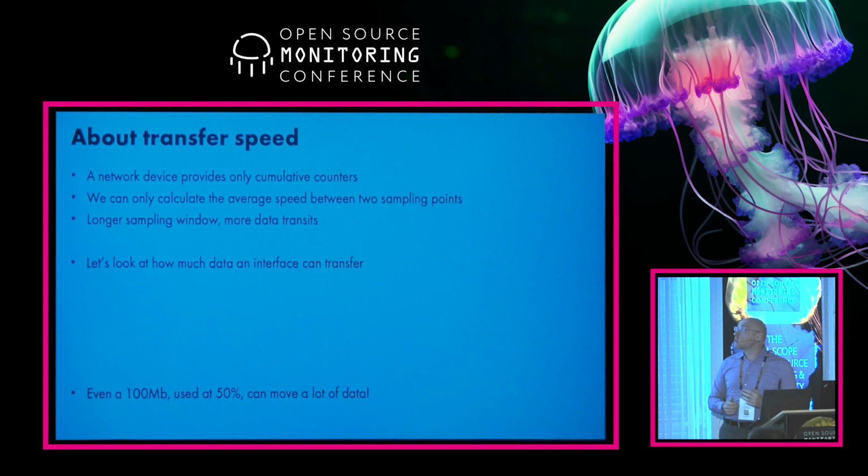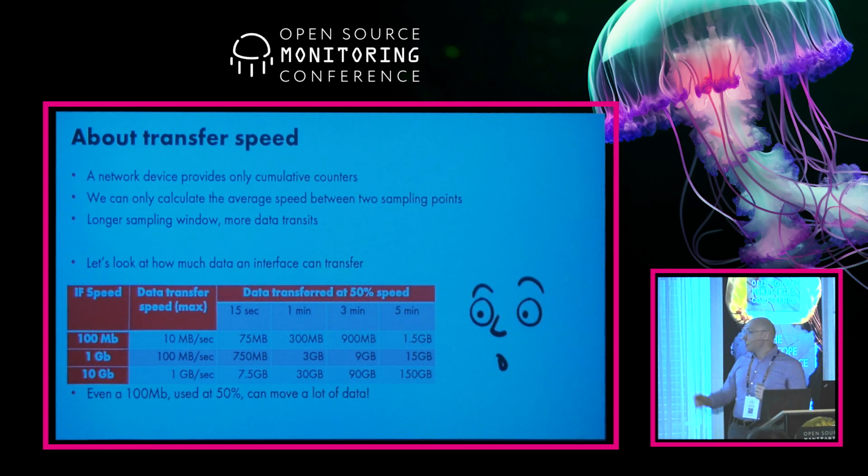About the transfer speed, let's continue talking about network interfaces. A network device has no concept of speed. It provides us with a cumulative counter. So what we have to do is calculate the average speed between 2 points in time. And obviously, if the time between the 2 points is larger, the resolution is lower. So the core question is: how much data goes through the interface between the 2 points in time?